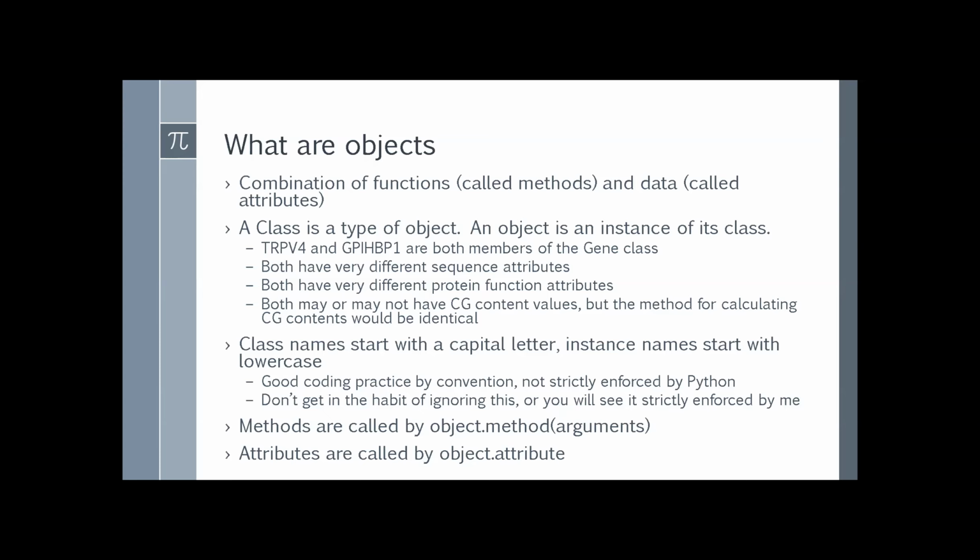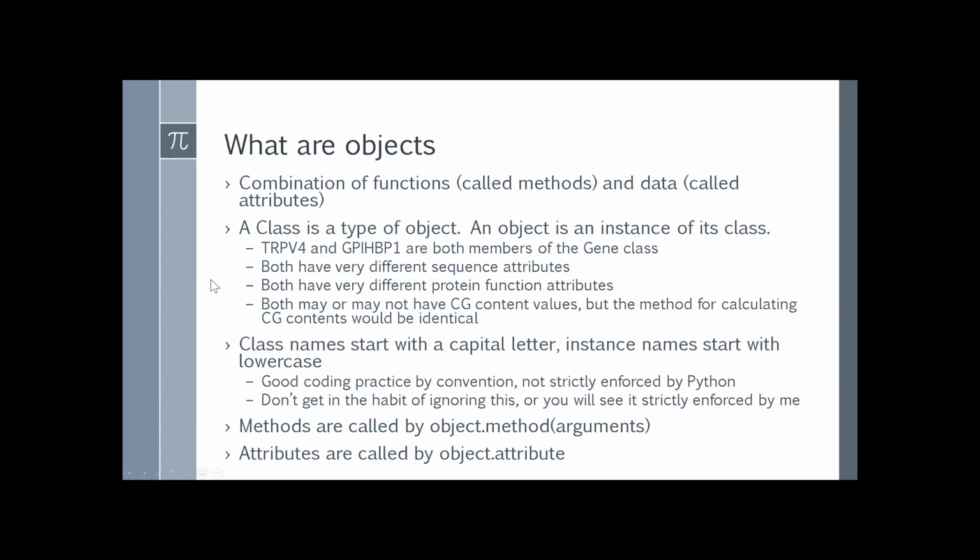And truth be told, the tires may be their own object, and the tires are going to have their own set of attributes. So his tires are probably going to have a higher cost than my tires. His tires are also going to have much deeper tread than my tires. And since he likes going off-roading, his dirt attribute is going to be much dirtier than my car's dirt attribute, probably. So a class is a type of object. An object is an instance of its class.